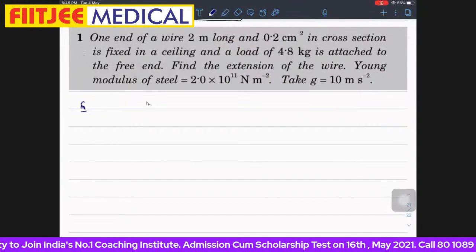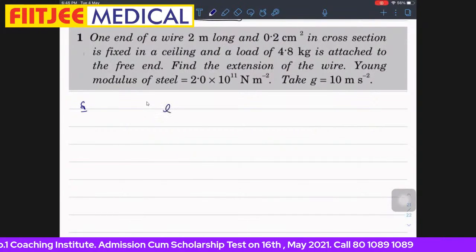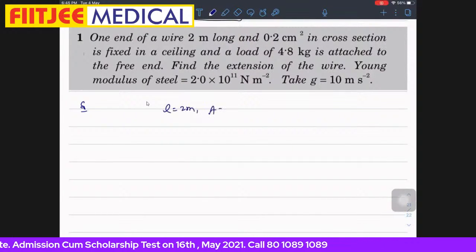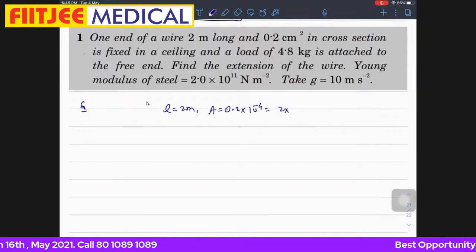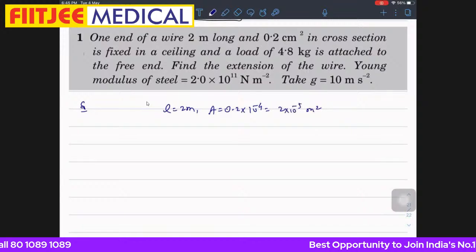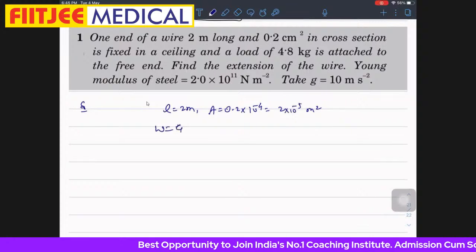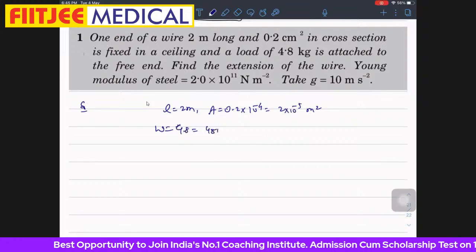So what information do we have? Length is 2 meter. Area is 0.2 centimeter square, so 0.2 into 10 to the power minus 4, that is 2 into 10 to the power minus 5. We have provided a load of 4.8 kg, so I can write 48 Newton.